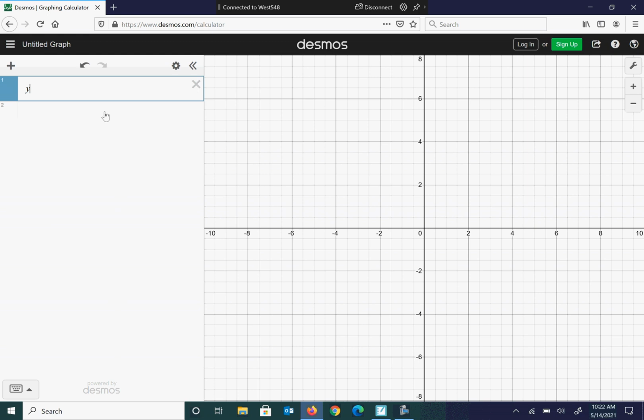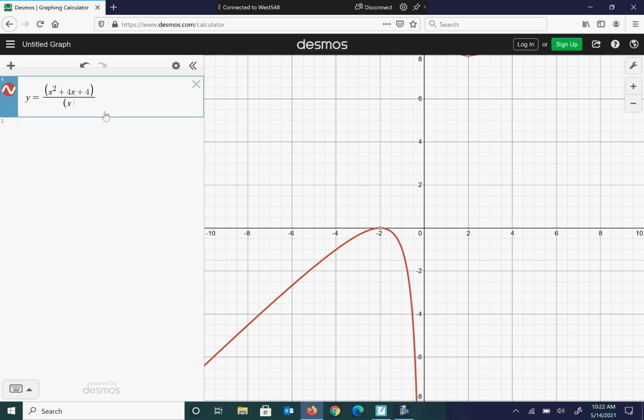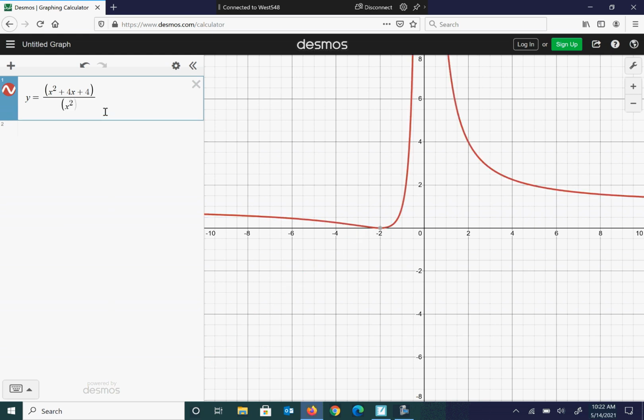Okay, so I had y equals, top was x squared. Was it plus 4x that I did? Plus 4, I think. All divided by x squared minus 4.